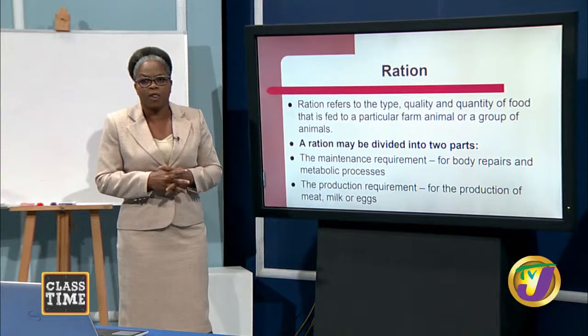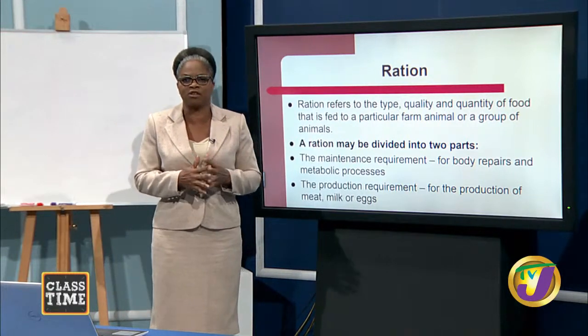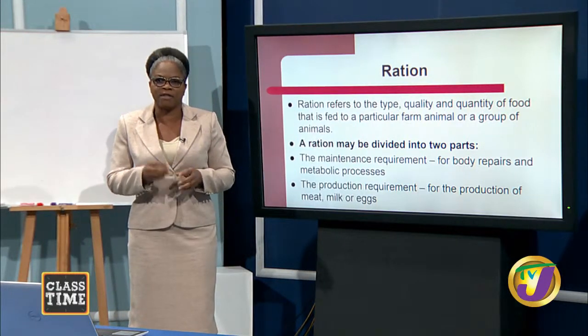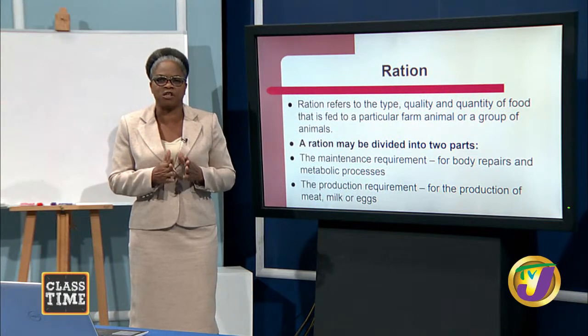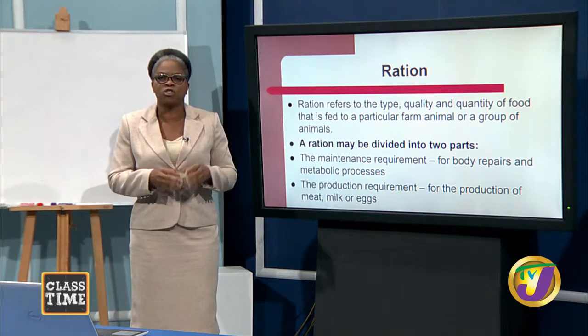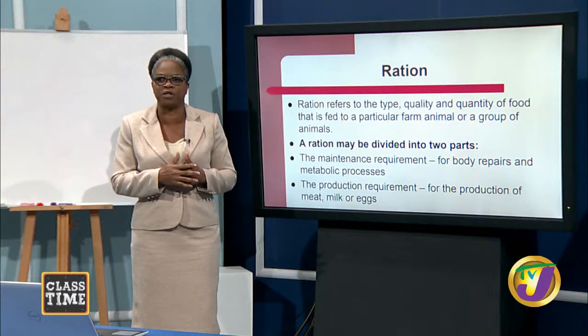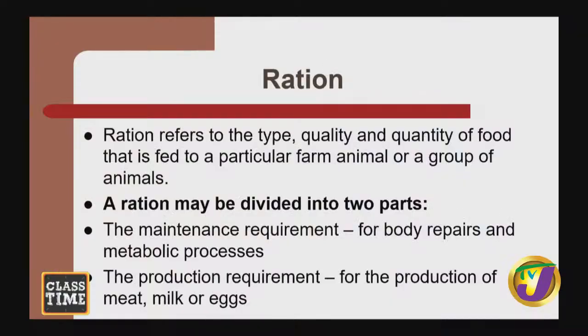Let us move on now to look at ration and the types of ration that we need to feed our farm animals. When we talk about ration, students, we are referring to the type, quality, and quantity of food that is fed to a particular farm animal or a group of animals. Once you have the ration, it should provide the maintenance requirement for the animal as well as the production requirement.